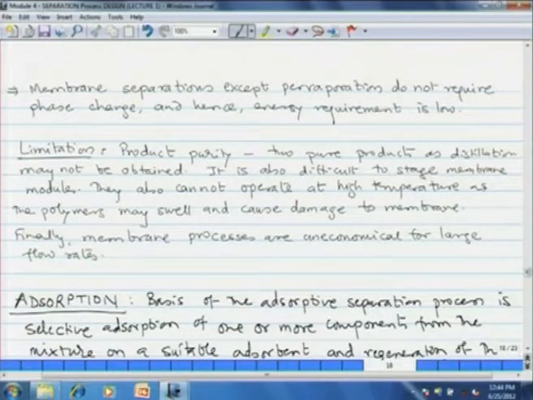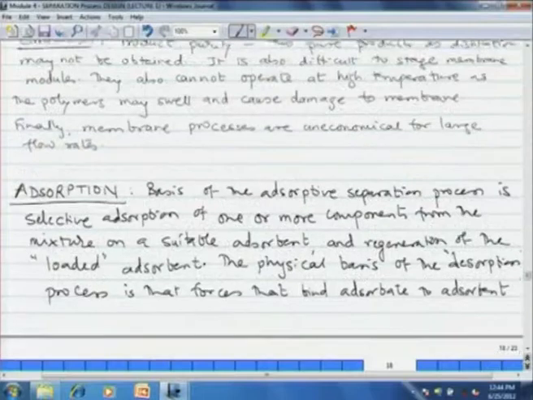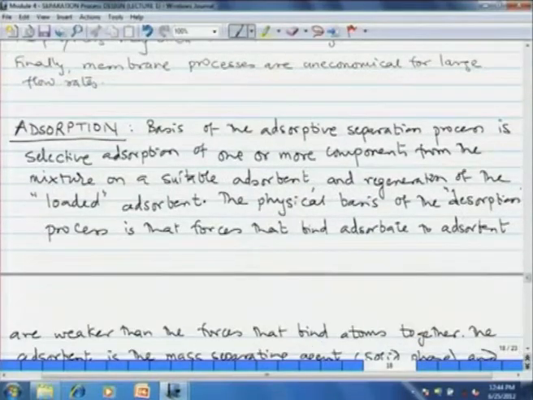Then comes the operation of adsorption. It is, if not as old, then as conventional as absorption. Now, here the basis of the adsorptive process is that one or more components from the mixture get adsorbed on a suitable adsorbent, and the regeneration of the loaded adsorbent is possible through either a thermal or pressure swing. These are very widely used techniques in separation of many products.